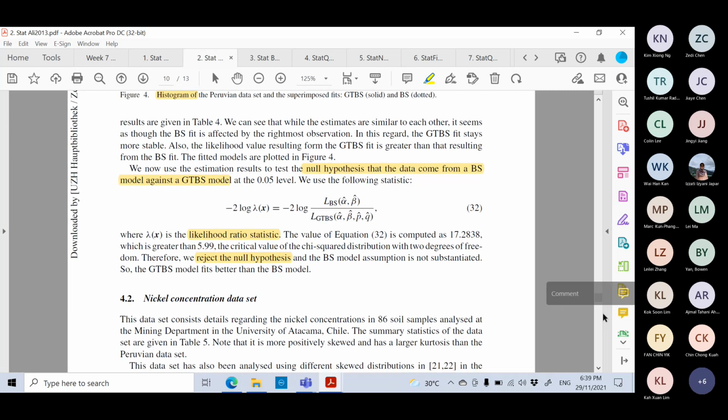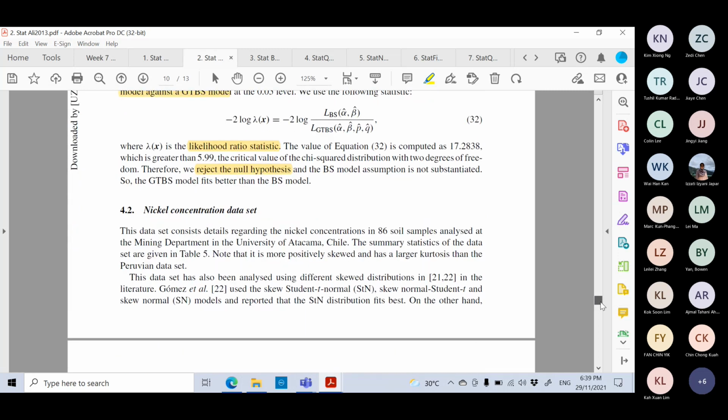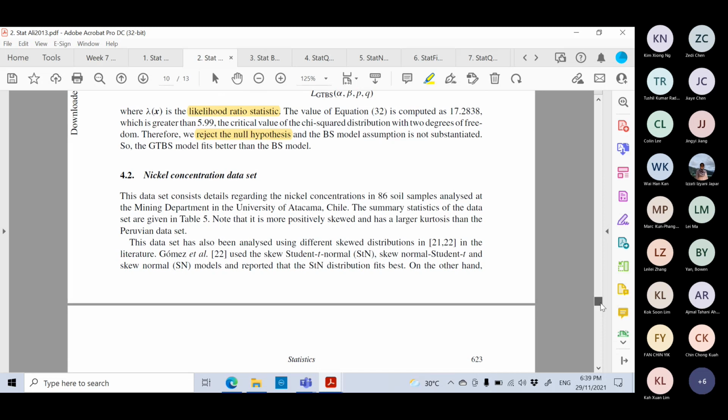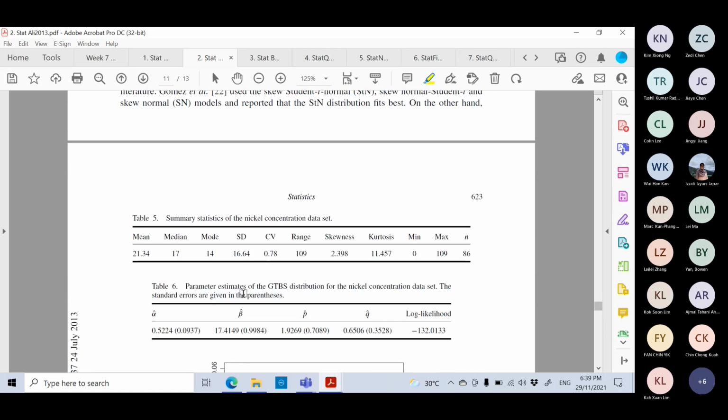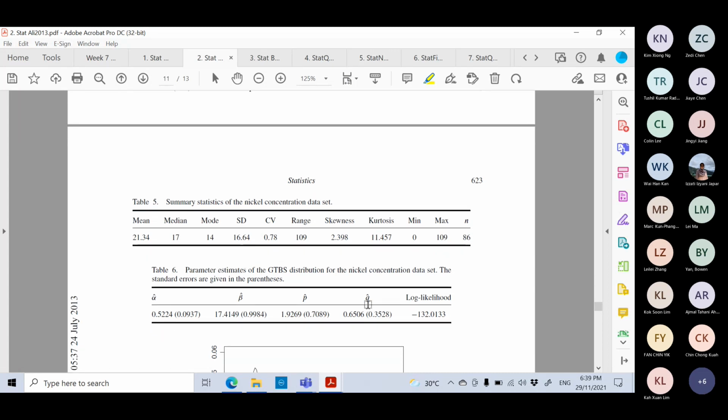Another example given by the author is here. It's a nickel concentration data set. They provide the summary statistic here. The idea is that they can use their estimated parameters to calculate the mean, the empirical mean based on the estimated parameters here. They calculate the mean, 21.34, and then compare with the theoretical mean.